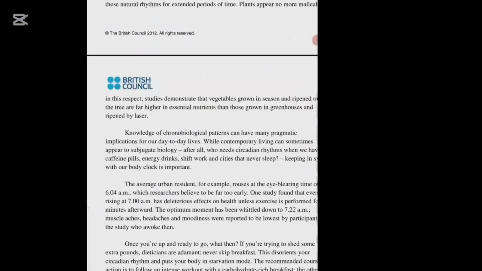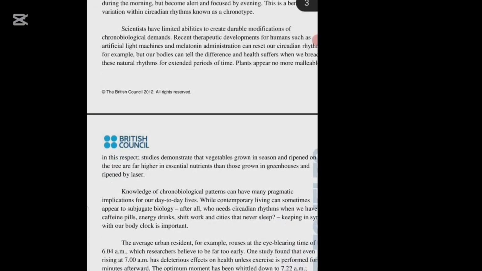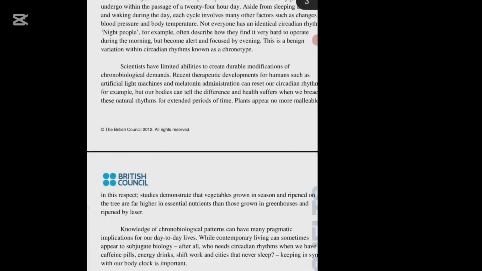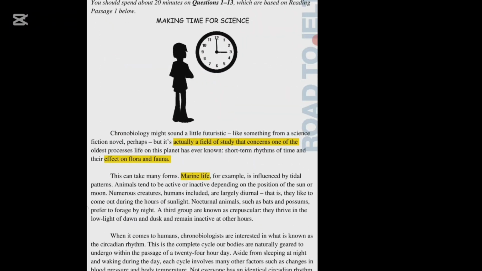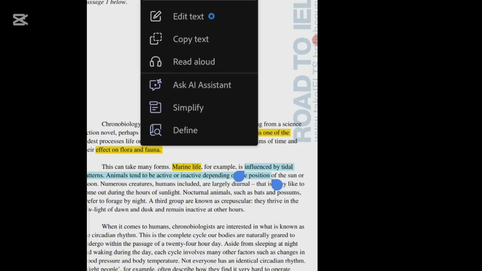So go right into the text, continuing from where I left off, right? So see, obviously the previous answer came from the bottom of the first paragraph, which points to the fact that the other answer will come from underneath. So this can take many forms. That means, of course, chronobiology takes many forms. Marine life, so I have seen sea creatures rephrased. So they're about sea. In the question, remember, we have how sea creatures behave. We've seen marine life, so we're holding on to that keyword. For example, is influenced by tidal patterns.